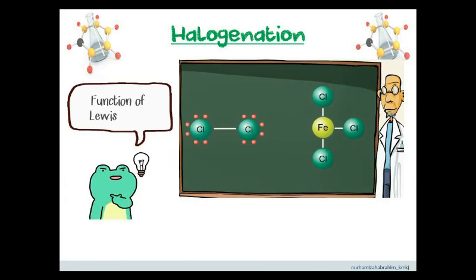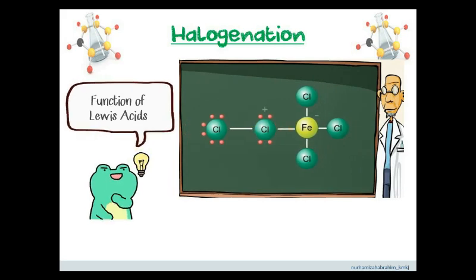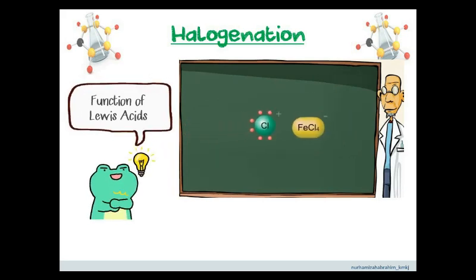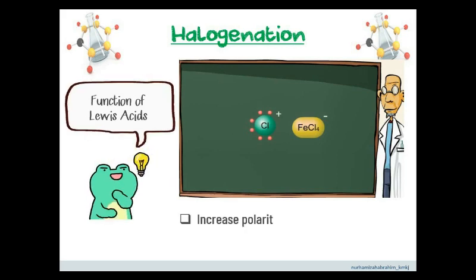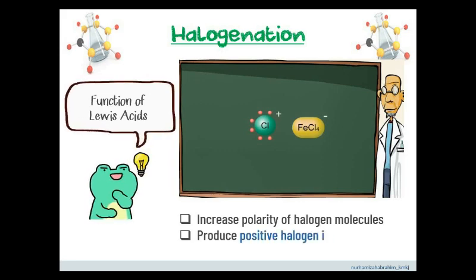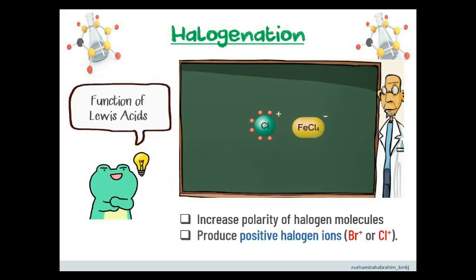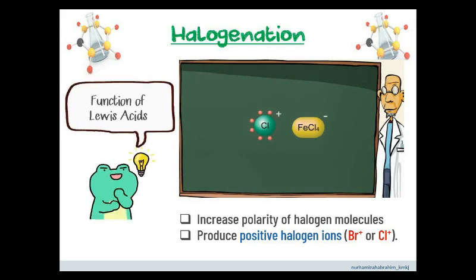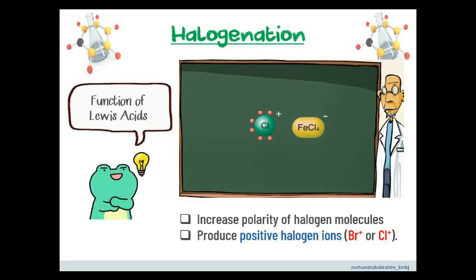The first step of the reaction involves interaction between chlorine and the catalyst. The chlorine atom is the donor of an electron pair. A complex is formed, with a positive charge on the chlorine atom and a negative charge on the metal atom. So what is the function of the Lewis acid? Lewis acid is needed to increase the polarity of halogen molecules. It is also needed to produce the electrophile, a positive halogen ion, such as bromine positive, or chlorine positive. You will learn further on this formation during the mechanism of this reaction.